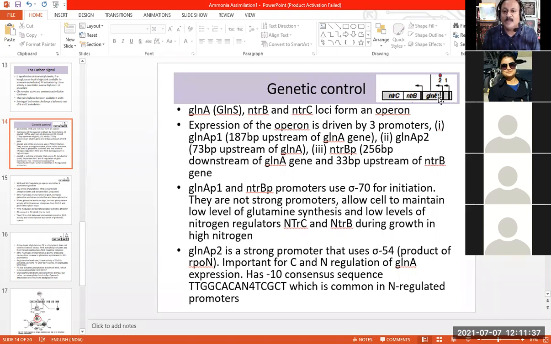And then upstream of this GLNA, there are 10 minutes for this meeting. Do you want me to continue after that? Do you have the energy to listen further? Genetic control? Or should I stop for the day? You have to tell me. Or you want a gap of say 10 minutes interval?